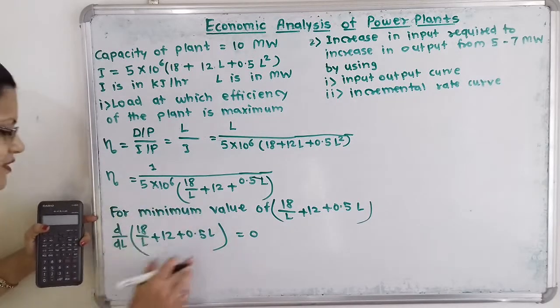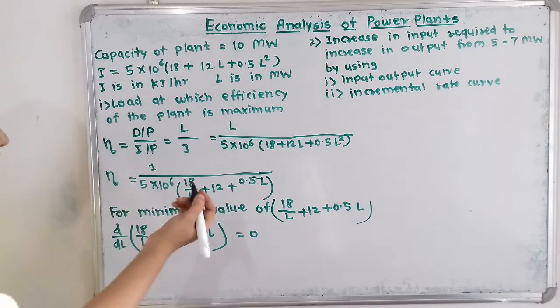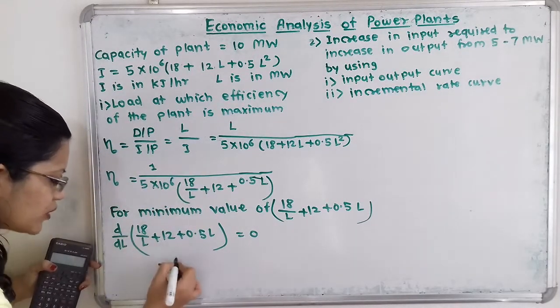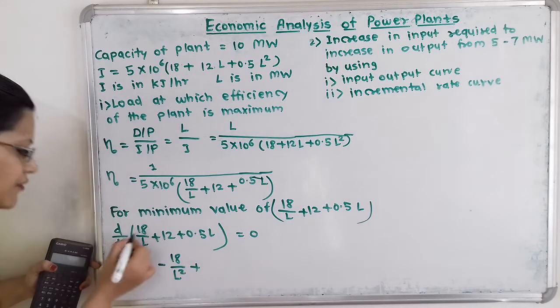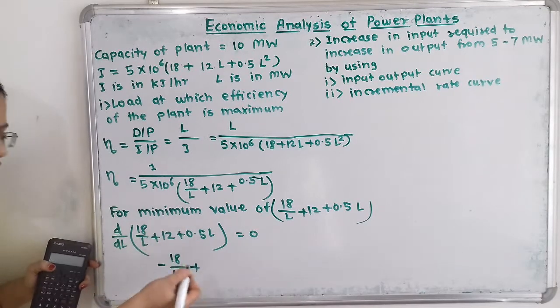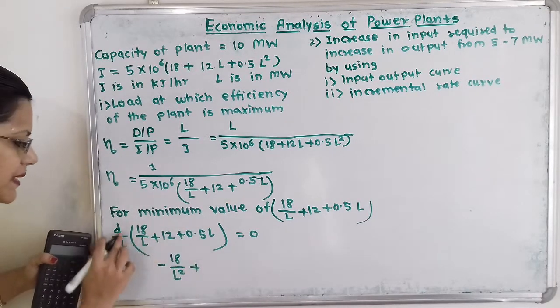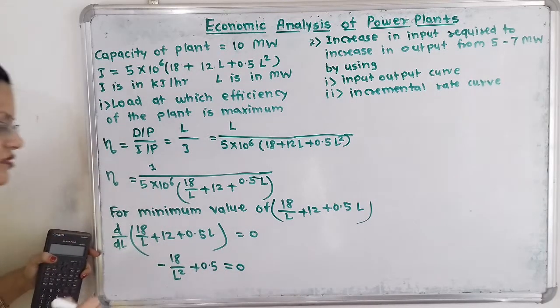So if I differentiate this, so 1 upon L, what is the differentiation? That is minus 1 by L square. So minus 1 by L square, 18 we will write as it is. Plus, now here d by dL of 12, 12 is constant, so it is 0. And d by dL of 0.5 L, that means it is 0.5. So the whole expression is equal to 0.